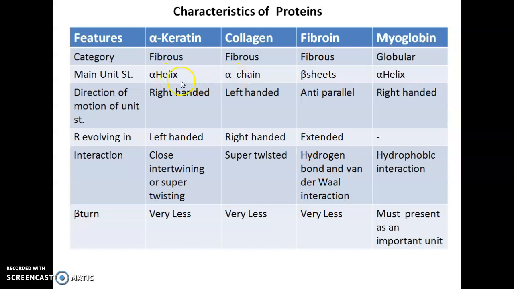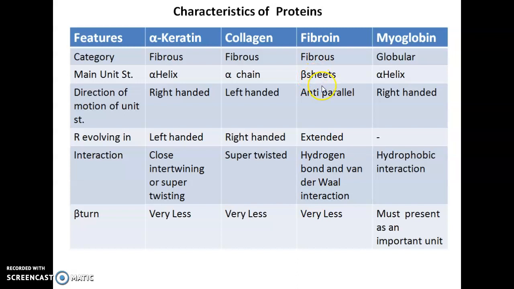They are quite different. Alpha helices are right-handed, while alpha chains are left-handed. Fibrin's unit structure is beta sheets. Myoglobin has the alpha helix as its unit structure. The direction of motion, the rotation of these alpha helices, is right-handed; the individual unit structure, that is the alpha helix, is right-handed, while in collagen the alpha chain is left-handed in direction of motion.